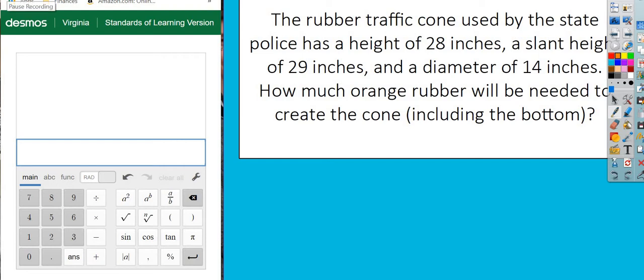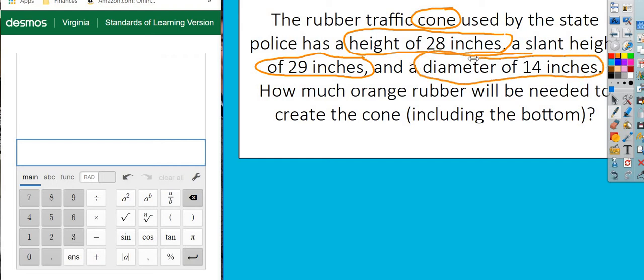Okay, so this one here is a word problem that is pretty typical for what you might see. So I'm going to circle main words. It says a rubber traffic cone used by the state has a height of 28 inches and a slant height of 29 inches and a diameter of 14. And it wants to know how much rubber you would need to create the cone, including the bottom.